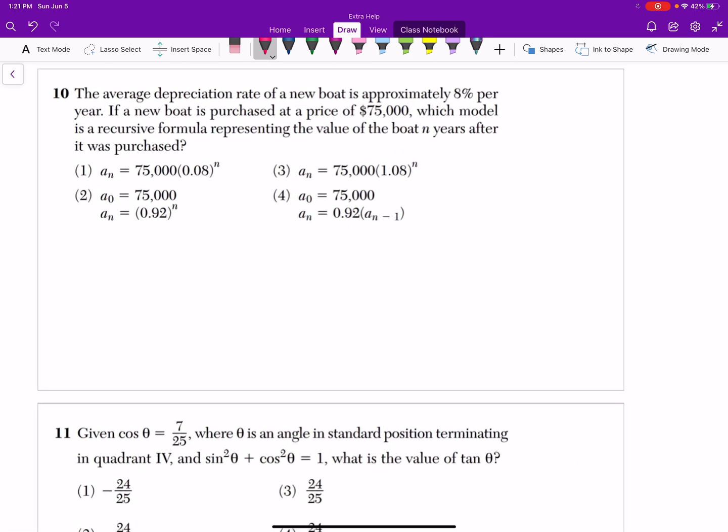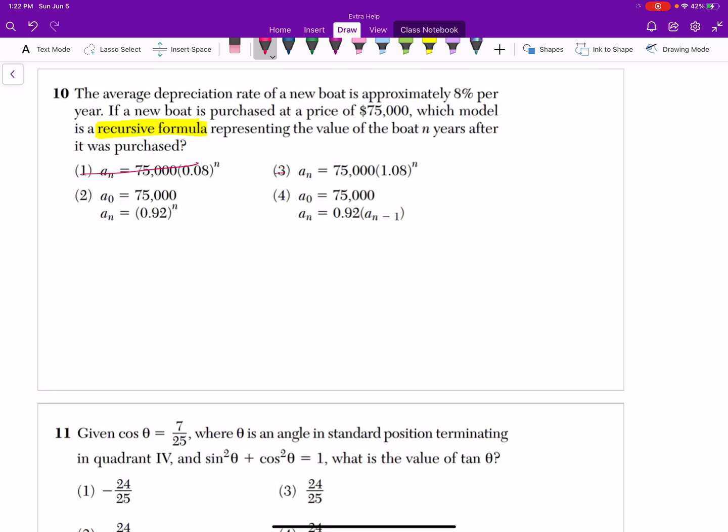Question 10. The average depreciation rate of a new boat is approximately 8% per year. If a new boat is purchased at a price of $75,000, which model is a recursive formula representing the value of the boat n years after it was purchased? Recursive formula, remember, is the one that has to keep building. It's kind of like a ladder that you have to keep climbing. So there should always be 2 parts to it.